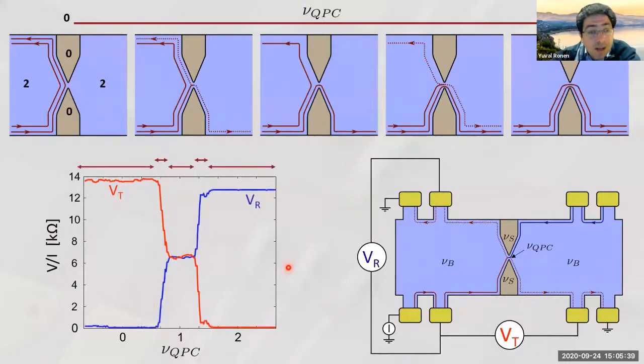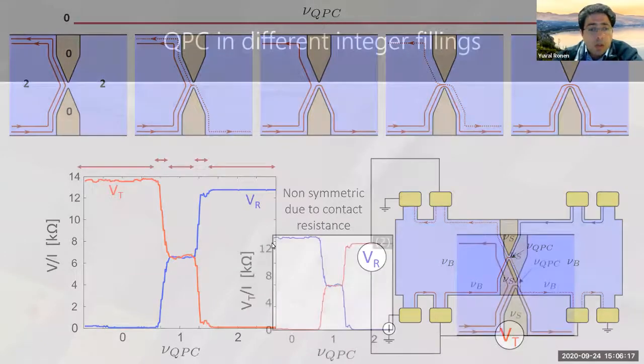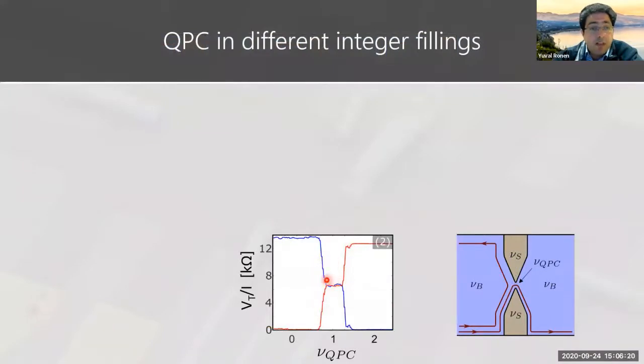You can also measure VR, and you can see that it's complementary to VT. One thing you immediately notice is that the level here and the level here of VT and VR are not the same. This is because this measurement is actually not exactly a 4-probe measurement, and we are sensitive to the ground resistance. So there is some asymmetry in the ground resistance between this contact, and this is why it's not at the same level. But nevertheless, the QPC works at filling factor 2, and we can create these beam splitters.